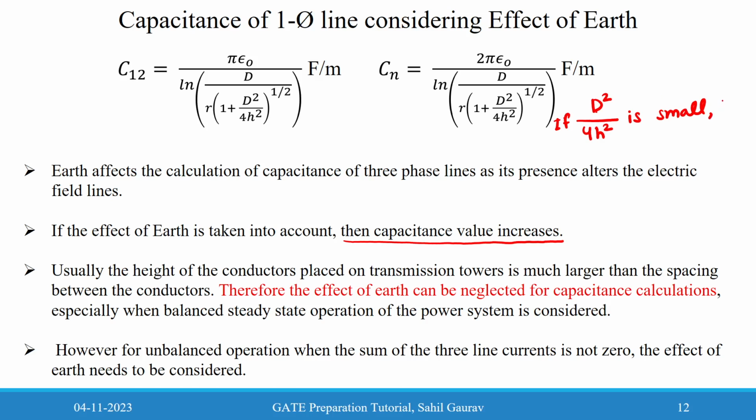If d squared divided by 4h squared is small, then the effect of earth on line capacitance is negligible.